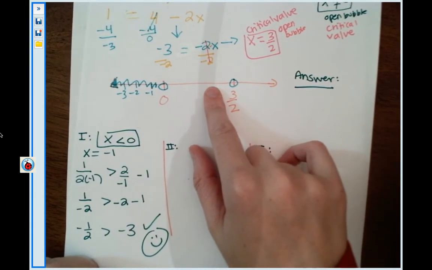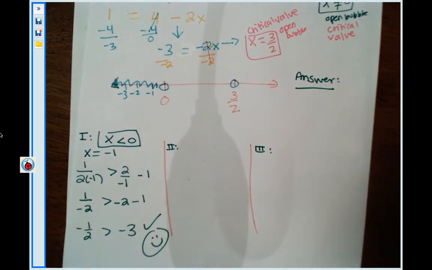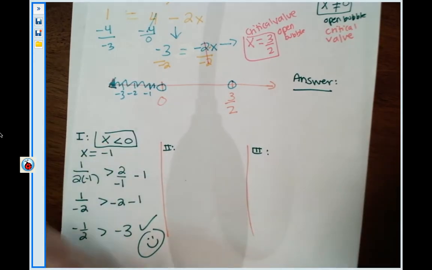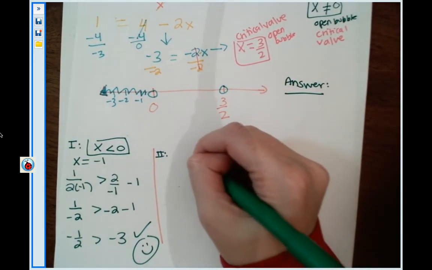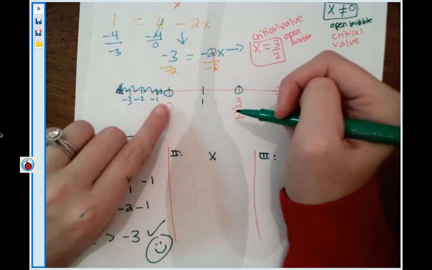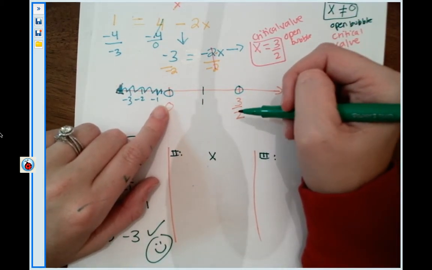It can't be both. So this is a good way to check to see if what you're doing is correct. So let's check something in between here. So these values are things like, I don't know, 1. 1's definitely in between 0 and 3/2, which is 1.5.